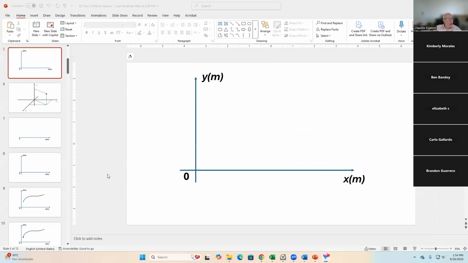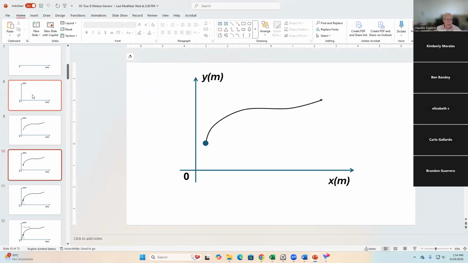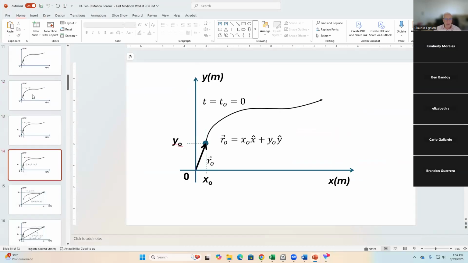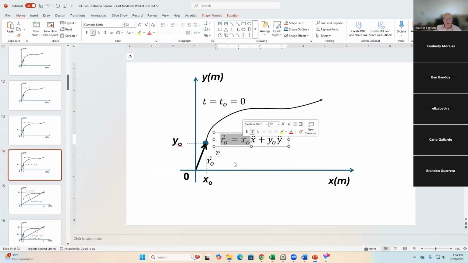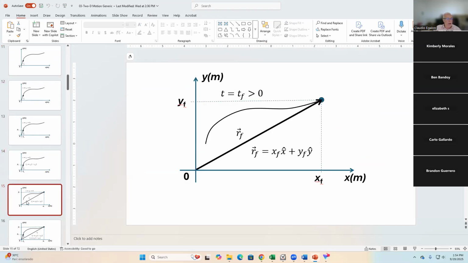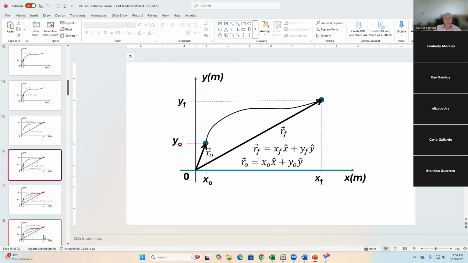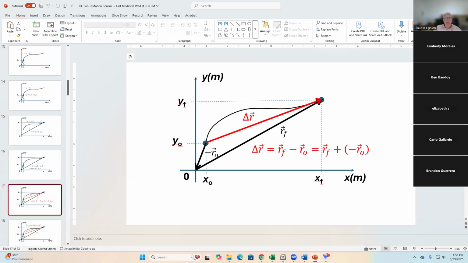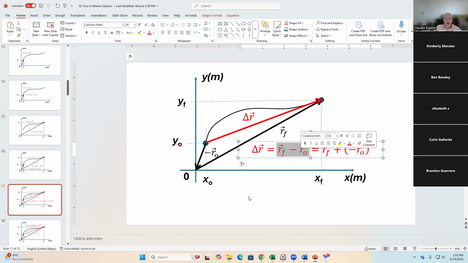Chapter 3. Now, keep on going here. Okay, that's the initial position, right? And that's how we represent mathematically the initial position vector: x naught x hat plus y naught y hat. And we do the same for the velocity, right? Here's the final position vector, right? Initial position, final position. And then I'm going to illustrate the delta r, the displacement vector, right? The displacement vector is going to be r final minus r initial.